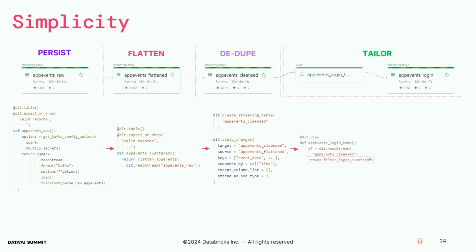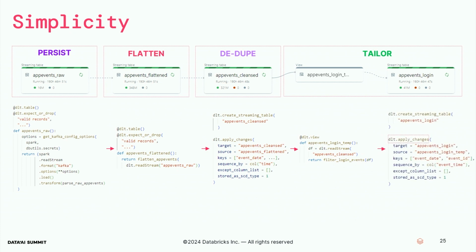And in the third query function, we filter the data down to just the login events, and then select only the columns relevant to login, and return the data frame. Last, we call the apply changes function again to make sure there are no duplicates in the login event table. To be honest, recently we figured out this is not required. We didn't even need it, but that's a story for another day.